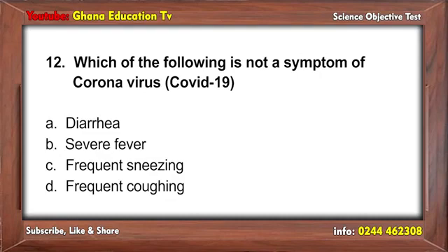Number 12. Which of the following is not a symptom of coronavirus? A. Diarrhea. B. Severe fever. C. Frequent sneezing. And D. Frequent coughing.